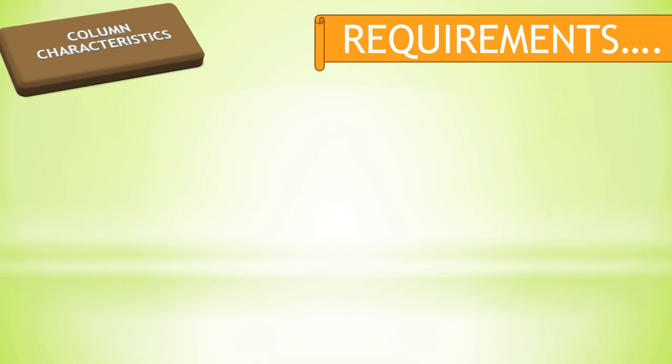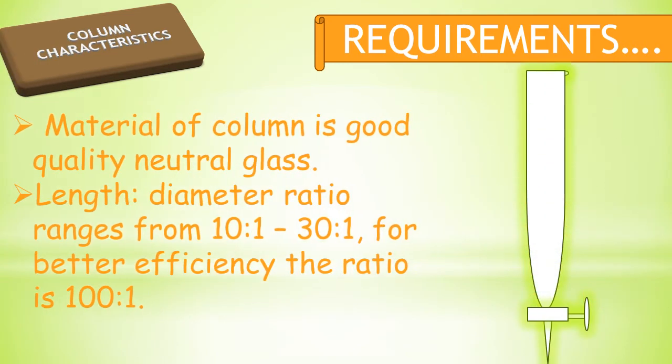Column characteristics. The column is made of good quality neutral glass, and the length to diameter ratio ranges from 10:1 to 30:1. For better efficiency, 100:1 is used. An ordinary burette can also be used as a column for separation.